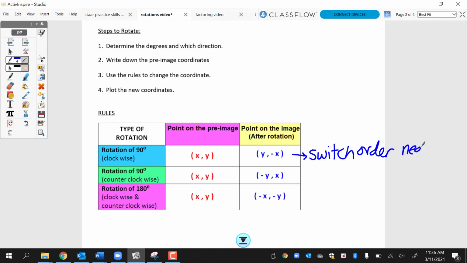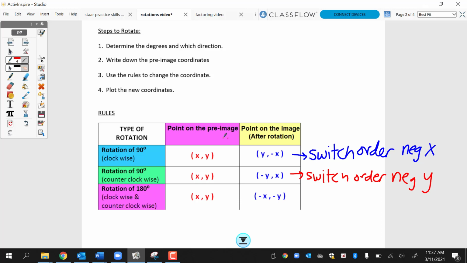And negative x, okay? So you take what was your x and y, you switch them. But what was your x before, now you need to change the sign, okay? So if it was positive before, now it's negative. If it was negative before, now it's positive. When we rotate 90 counterclockwise, you switch the order again. And we're negating y instead.